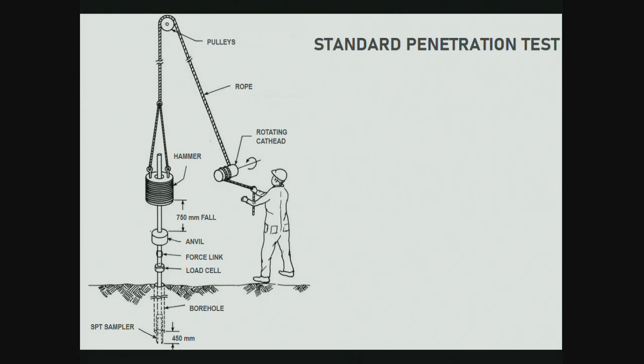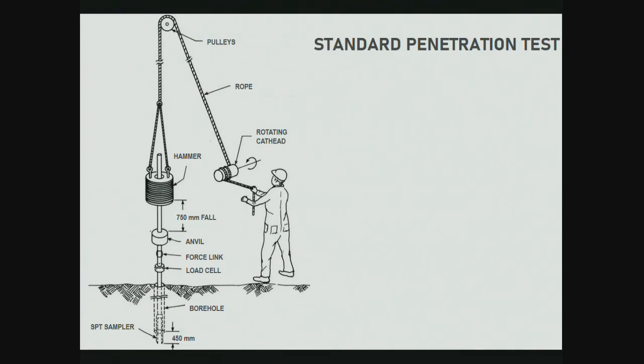Now you can imagine very easily that if you have loose soil, then you would require fewer blows to push the sampler by 300 millimeters. If you have strong soil, dense soil, then you would require a large number of blows to push the sampler. So the SPT number is going to give us some idea about the state of soil in that borehole. They do these tests at different depths, so at the end of it, what we will get is a depth versus N number profile.